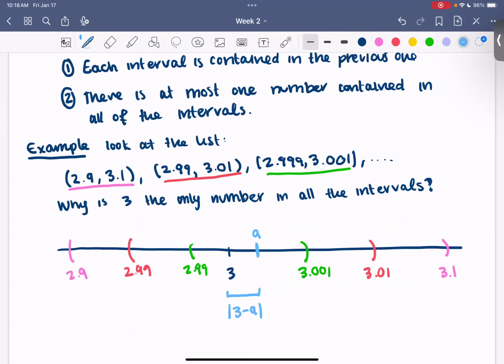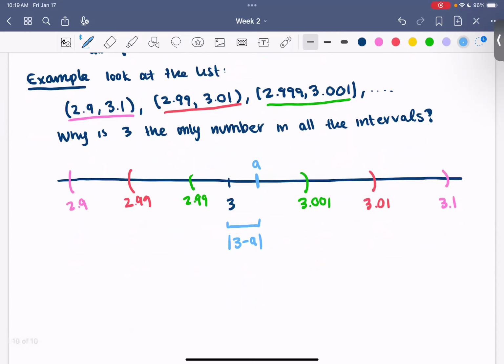So that means that in order to find an interval that doesn't contain A, I just need to look out far enough in my list so that the width of that interval is less than the absolute value of 3 minus A, right? I just need to pick whatever interval starts to exclude A, and that will show that A is not contained in all of the intervals. Does that make sense?